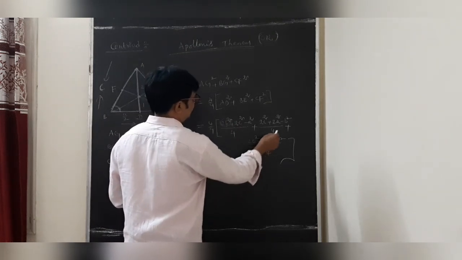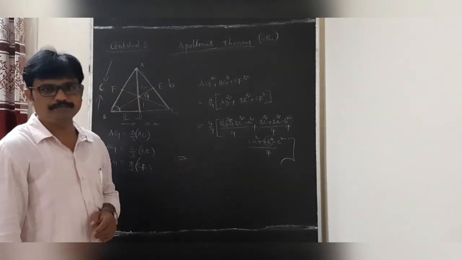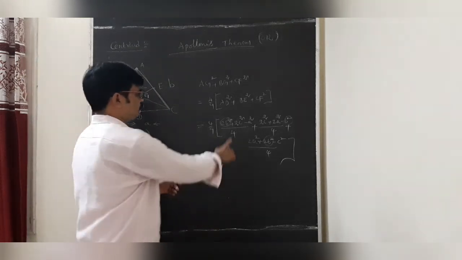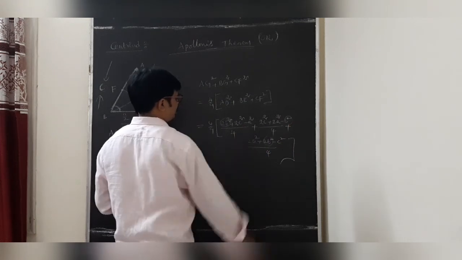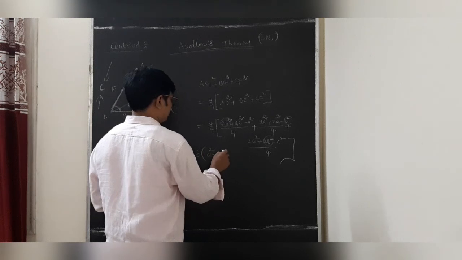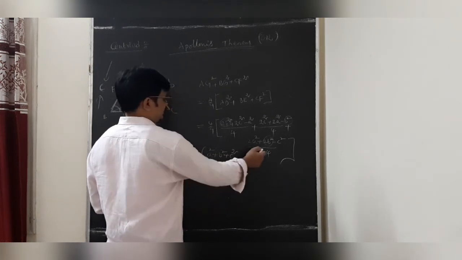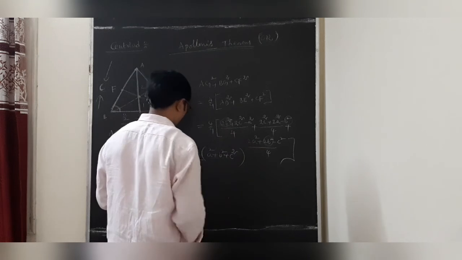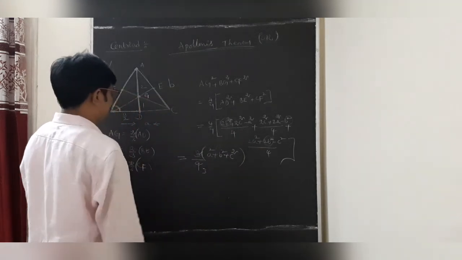Now what we observe here, 4b square minus b square is 3b square. Similarly, students, 3 is the common. We got a square plus b square plus c square by 9. The 4 and 4 are cancelled. So this is 1 by 3.